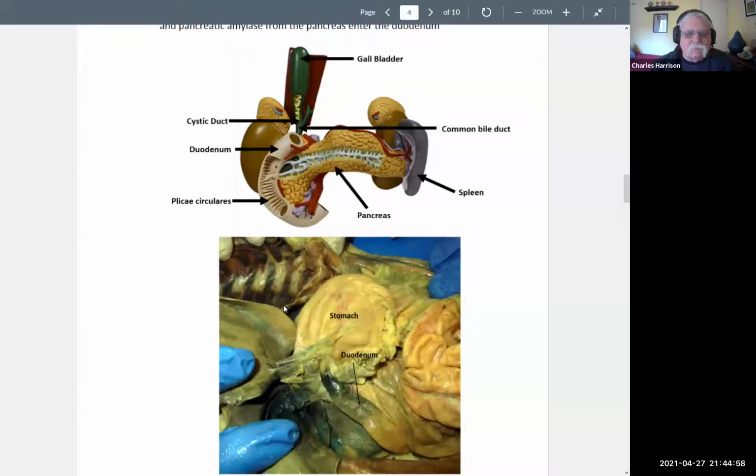To help move the food forward are these ribs or folds in the wall of the small intestine. In the stomach, they were larger folds. They were called rugae. Here, they're called plicae circularis. Plicae circularis. That means circular folds, and some books will call it circular folds, but on our exam, we will use plicae circularis.